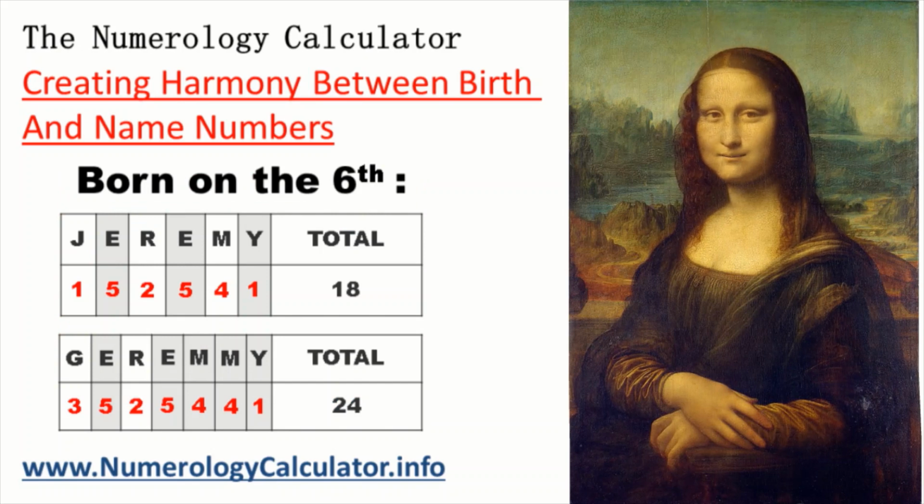Suppose a person's birth number is 6 and his name is Jeremy, spelled Jeremy. The name yields the compound number 18, which in itself is not a good compound number. Hence it would be advisable for the person to change his name to Jeremy, spelled Geremmy, which yields the favorable name number 24, which is also a 6.